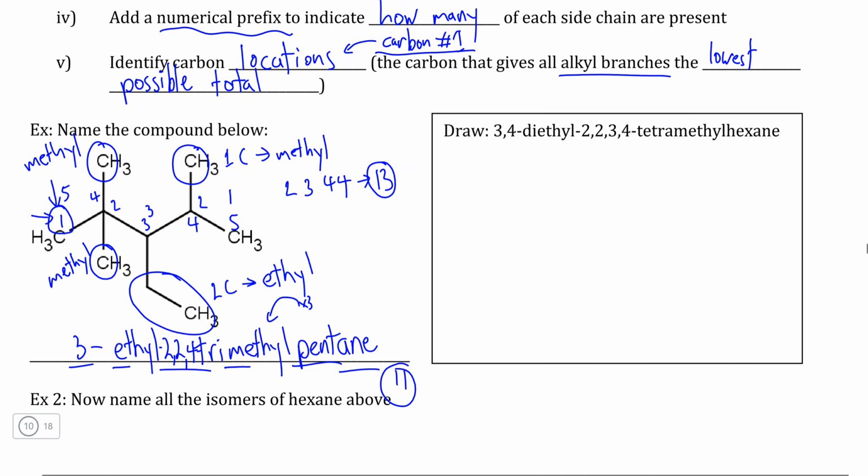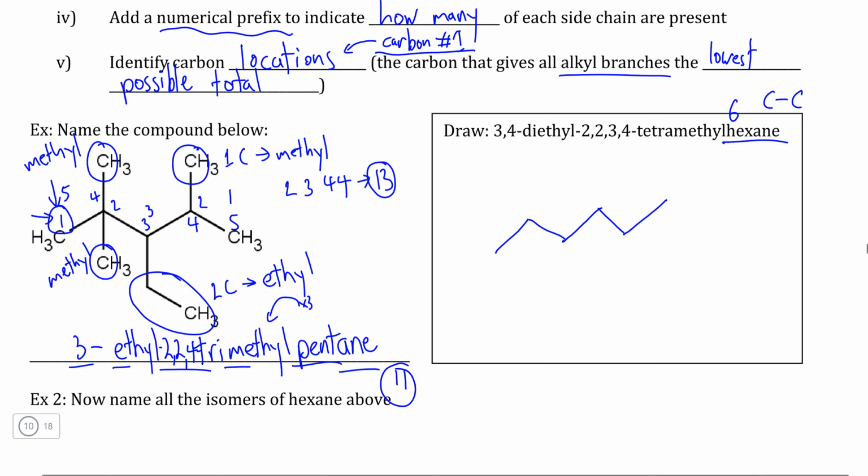Now, most students find that drawing a structure from a name is significantly easier than going the other way, and for the most part, I would agree with that. We start with the parent chain, hexane, which tells us that there are 6 carbons, and these carbons are only single bonded, so let's go ahead and write that parent chain here.